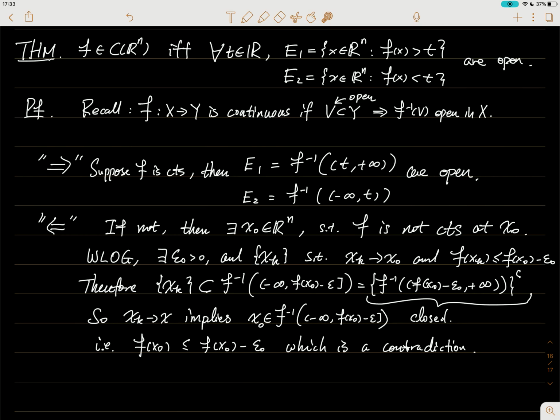Okay, next let's show a theorem to give the sufficient and necessary condition for a continuous function. So f is a function from Rn to R, and we say the function is continuous if and only if for every number t, these two sets E1 and E2 are open. The E1 is the collection of points whose function values are bigger than t, and E2 is the collection of points whose function values are less than t.